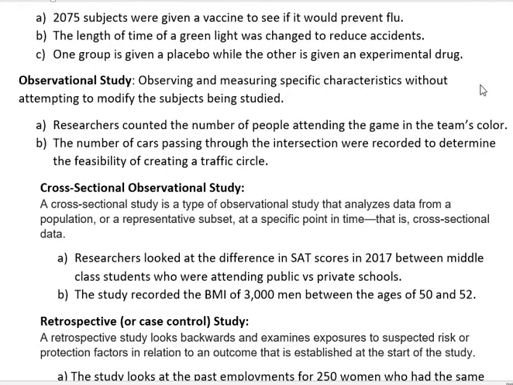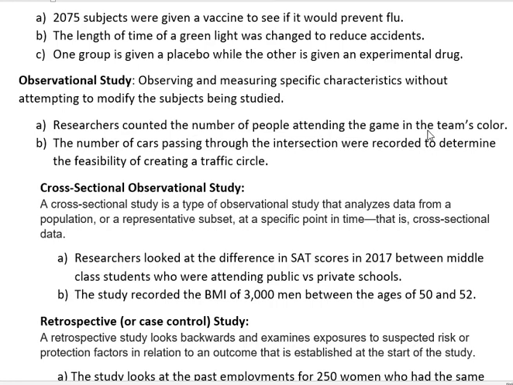On the other hand, we can just do observational studies. And there's more than one kind of observational study, but in an observational study, you're just observing or measuring specific characteristics, but you're not attempting to modify what you're studying. So an example, researchers counted the number of people attending the game in the team's color. So they just maybe stood outside the door and watched people go in and made note of that. They didn't change it. They didn't tell people whether they were going to do it. They just wanted to find out.